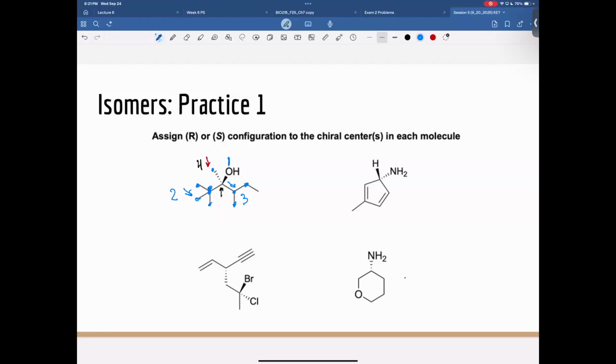So this will be 2 and this will be 3. And since we have the lowest priority group already on the dash, we can just assign R or S the way it is. So we go this way. And it's going towards the left, so that's S.